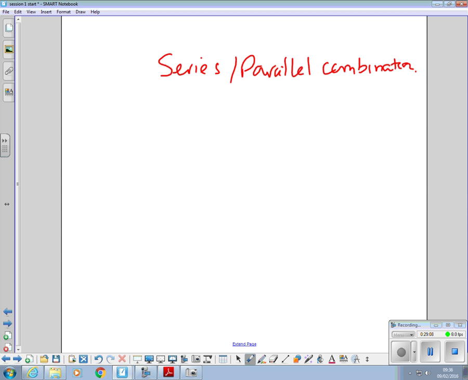Series and parallel combination. There are 2 different combinations that you can get. This is a basic combination, and then you can get additions for these. First of all, combination type 1, where you've got a resistor in series with 2 other resistors in parallel.